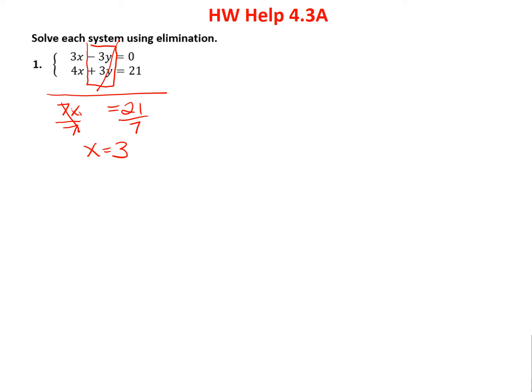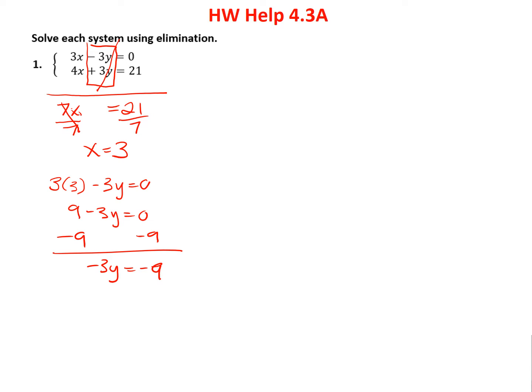Now we need to plug this back into one of these. So let's take the first equation. I'll put 3 times 3 minus 3y equals 0. So 9 minus 3y equals 0. Undo the plus 9 by subtracting 9 from both sides. We get minus 3y equals minus 9. Now we undo the multiplication with division. Divide by minus 3. That goes to 1. A negative divided by negative is positive. So we get 3. So our answer here is 3, 3.